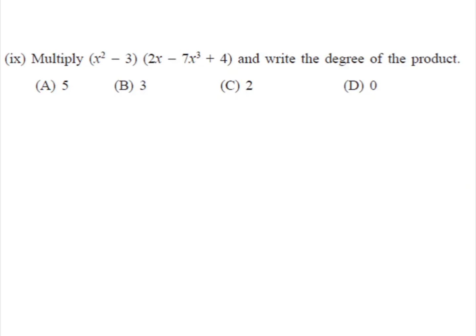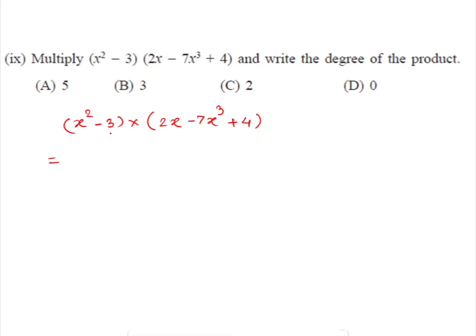Let's have the next question. Multiply x square minus 3 into 2x minus 7x cube plus 4 and write the degree of the product. We have to decide what is the degree of the product: 5, 3, 2 or 0. So for that we have to do the product, that is x square minus 3 into another trinomial, which is given over here: 2x minus 7x cube plus 4.